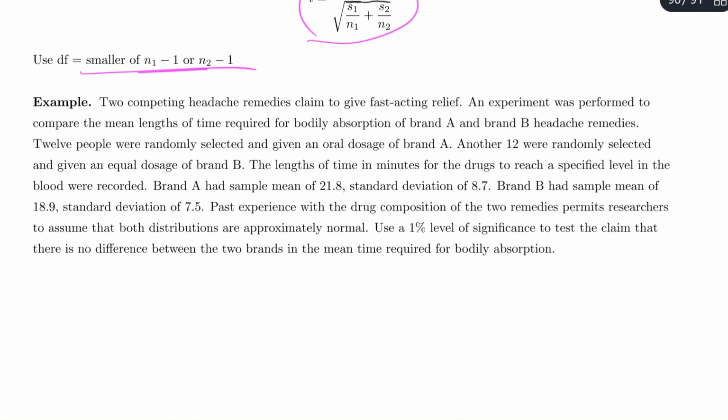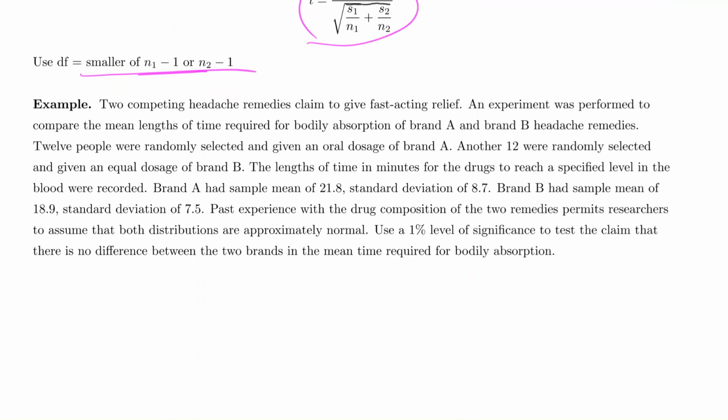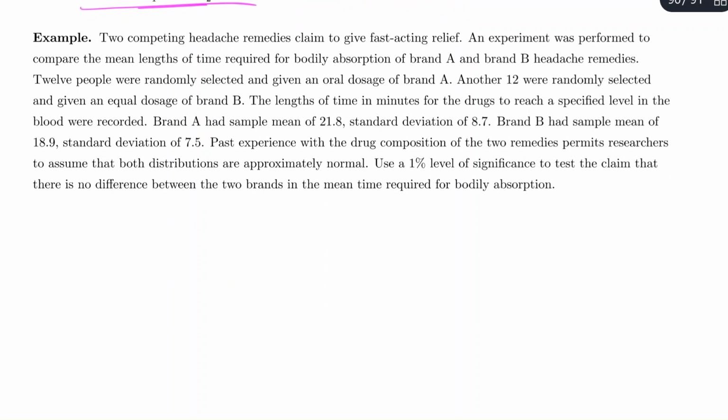So let's look at this example. Two competing headache remedies claim to give fast-acting relief. An experiment was performed to compare the mean length of time required for drug absorption of brand A and brand B headache remedies. 12 people were randomly selected and given an oral dosage of brand A, and another 12 were randomly selected and given an equal dosage of brand B. So in this case, sample sizes are the same. The length of time needed for a drug to reach a specific level in the blood was recorded.